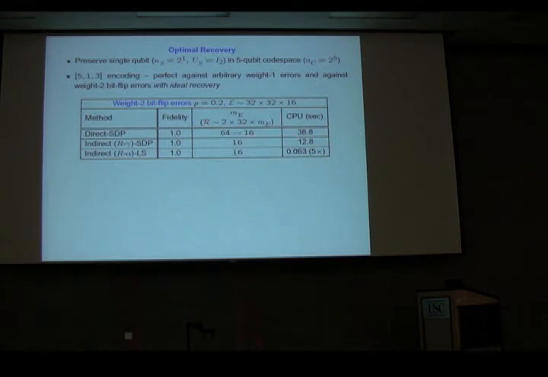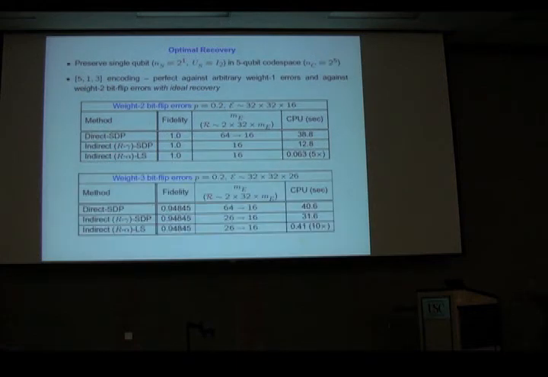It's 38 seconds, sorry, for the direct SDP, 12 seconds for the SDP on the indirect method, and 60 milliseconds for the least squares code. That little 5x means I had to loop through this thing 5 times. And then a similar table, now with weight 3 bit flip errors, again the same probability. Similar numbers again in time, and again everything reduces to 16. Now, of course, we can't get fidelity 1 in this particular case.